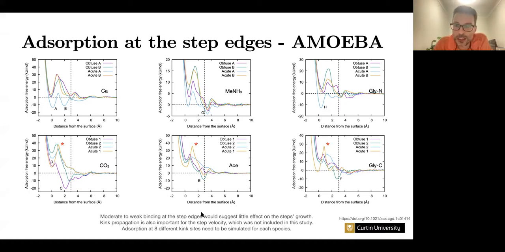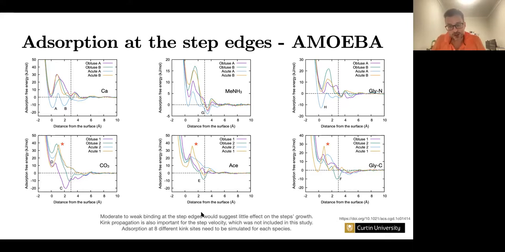However, we have to keep in mind that we are now dealing with the perfect steps, so there is no kink, while in the real system, when it grows, one of the steps the system has to go through is the nucleation of kinks and then the propagation of the kinks. So if these molecules attach at the kink site, they may stop the growth, or they may slow down the growth of the step. So this could be one of the explanations for how these molecules interact with calcite.